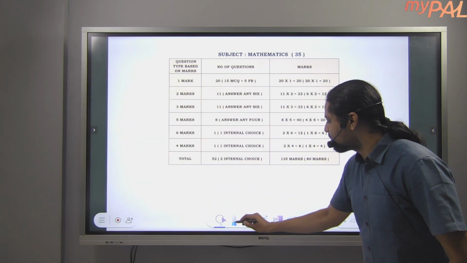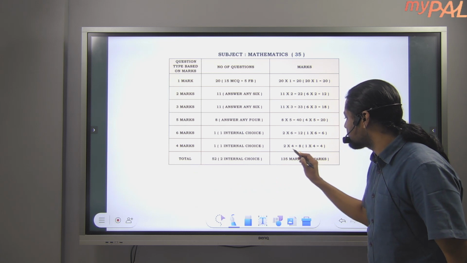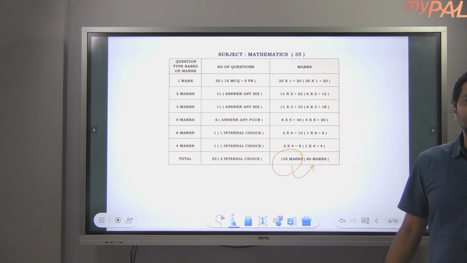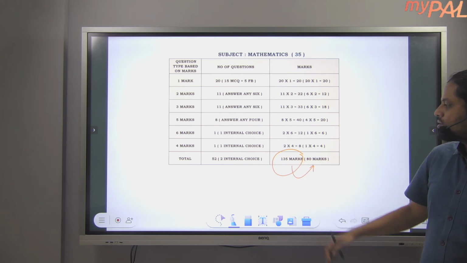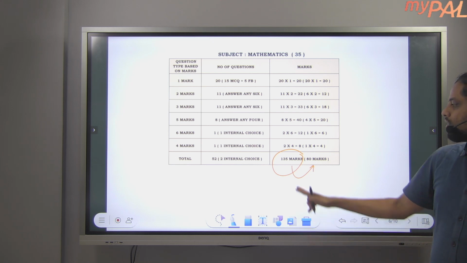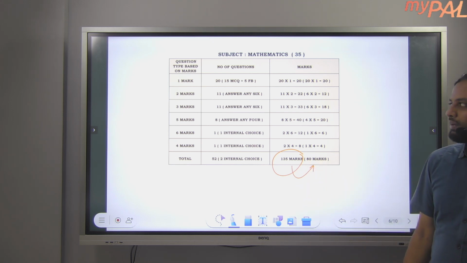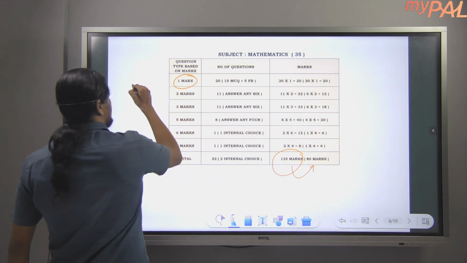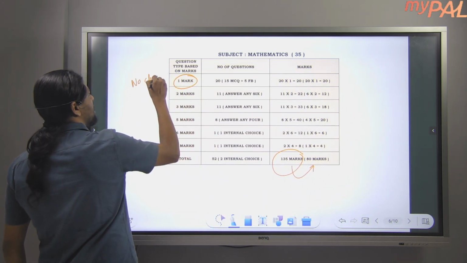So what is happening totally out of 135 marks? This is the total number of marks. I'm just supposed to attempt for 80 marks. So we have a good number here. I mean, enough options are given, enough choices are given. So out of 135, just attempt for how many? 80 marks. But the only thing is, in the 1 markers, we do not have any choice. There is no choice in 1 marker.